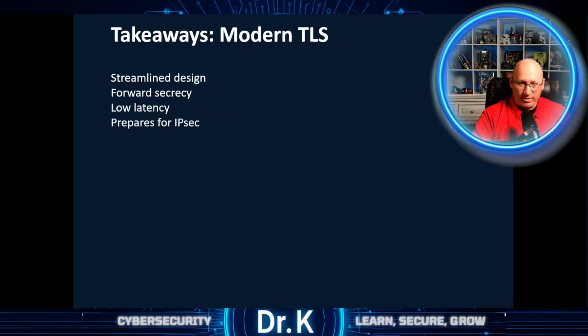TLS 1.3 streamlines the handshake mechanics, enforces forward secrecy, and mandates authenticated encryption. It also reduces latency while strengthening security guarantees. Cipher suite simplification minimizes configuration errors, while zero-RTT, or zero round trip, improves performance but requires a careful risk management structure.